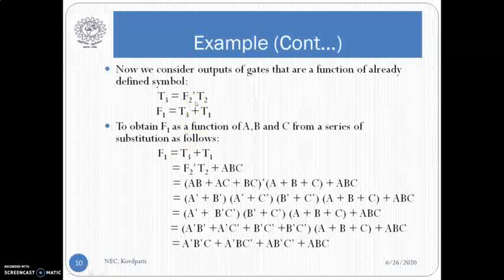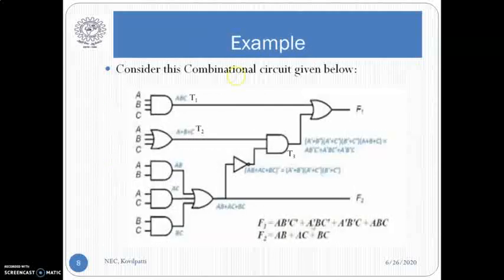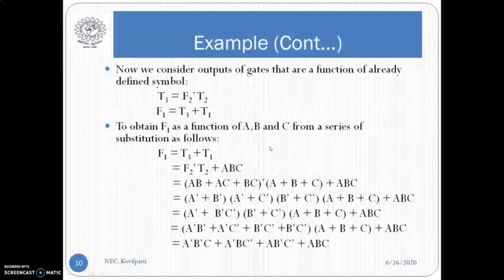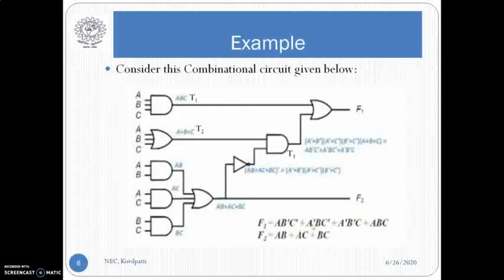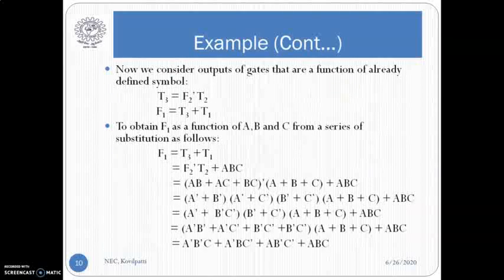So for the final output we have F1. For deriving F1 we have to know what T3 is. T3 comes from F2, which has one link and is negated, and then ANDed with T2. So that is F2 dash ANDed with T2, so T3 is equal to F2 dash T2. And what is F1? F1 we get by ORing T1 and T3. So F1 is equal to T3 plus T1.